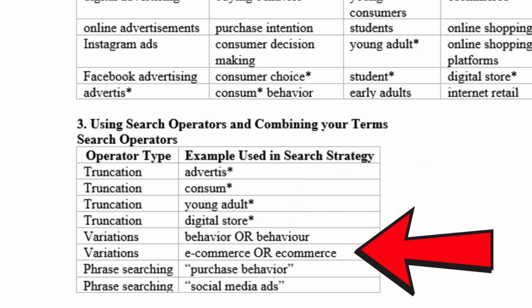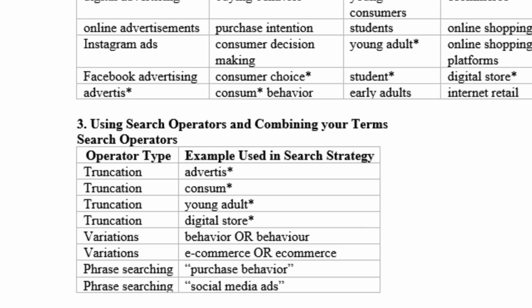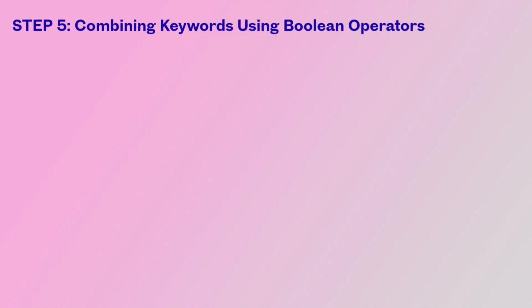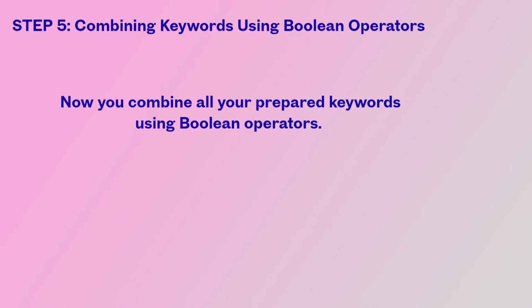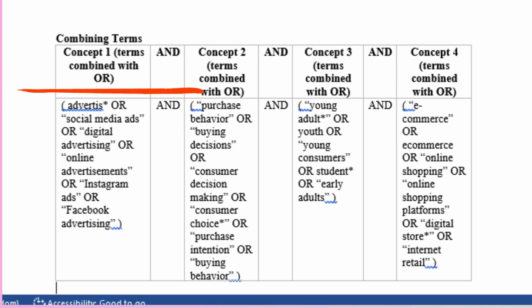For spelling differences, include both forms like behavior or behaviour, and for formats include e-commerce or ecommerce. So now your keywords become more flexible and ready for combining. Step 5. Combining keywords using Boolean operators. Now you combine all your prepared keywords using Boolean operators. You use OR to join similar words within the same concept, and AND to connect different concepts.